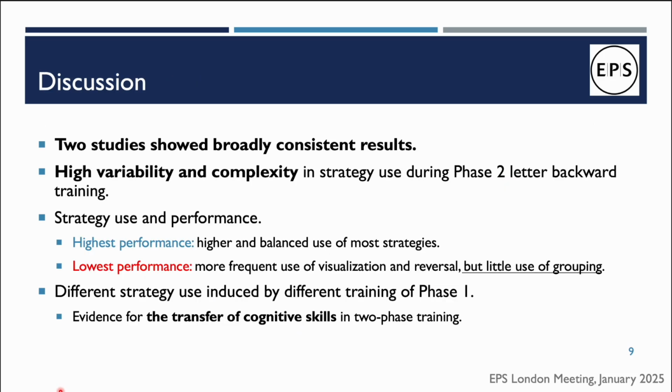To summarize, two studies yield broadly consistent results. We observed high variability and complexity in strategy use during phase 2 letter backward training. In addition, strategy use was related to performance, and interestingly, the participants who performed the lowest were not the ones who didn't use strategy at all, but those who used more visual or reversal strategies without using the grouping strategy. Moreover, different strategies used were induced by different training in phase 1, indicating the transfer of cognitive skill in the two-phase working memory training paradigm.